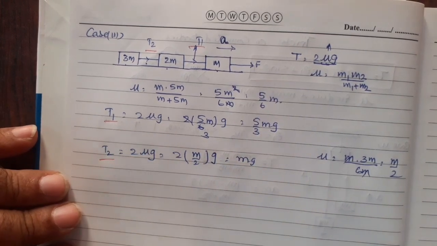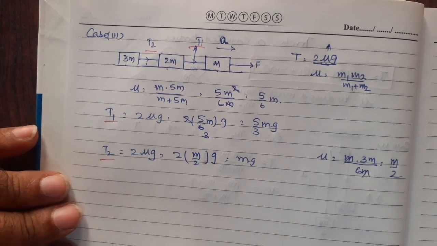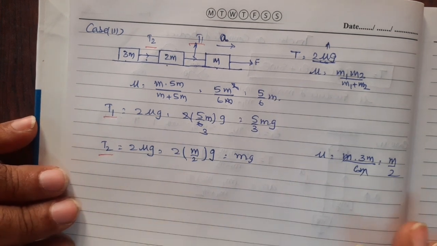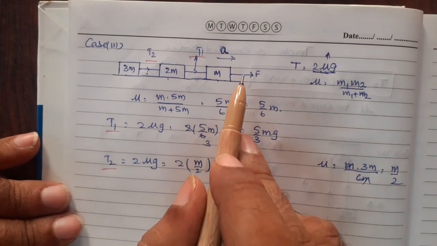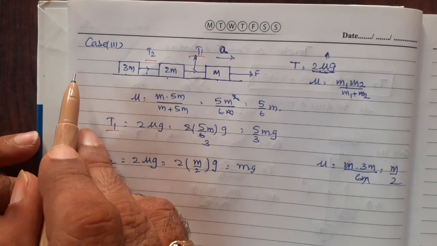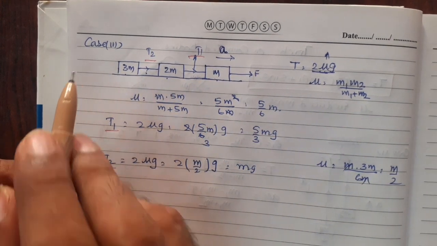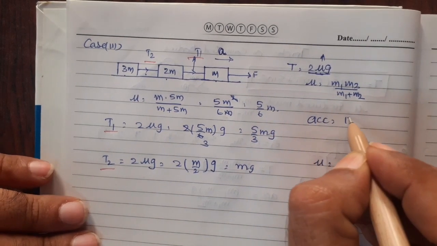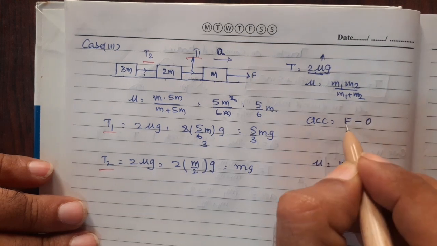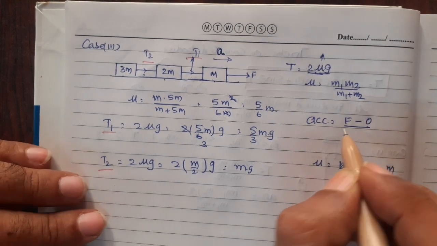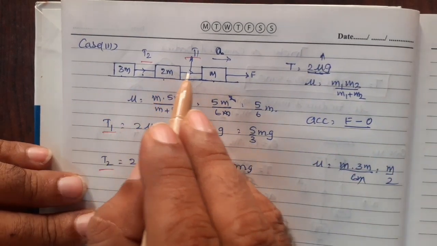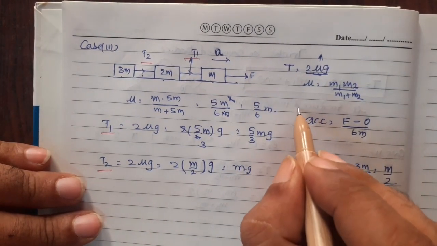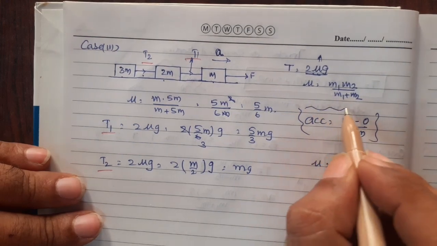What about the acceleration in this case? Acceleration is nothing but the forward force minus the backward force. So the forward force is F, and the backward force is equal to 0. So acceleration is equal to forward force minus backward force by the total mass, which in this case is 3m plus 2m plus m, equal to 6m. So this is the acceleration in this case.